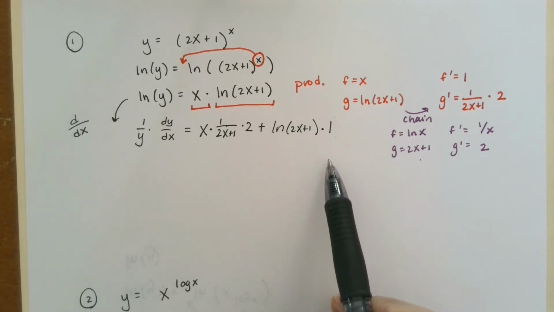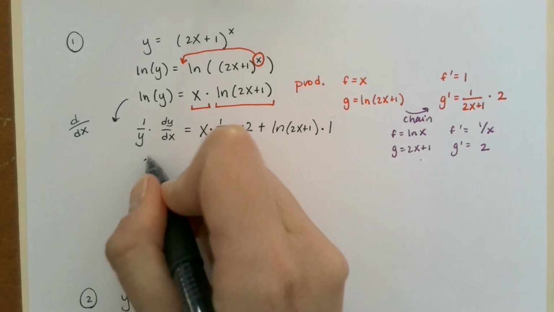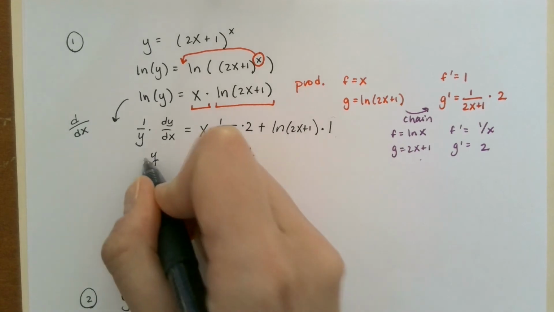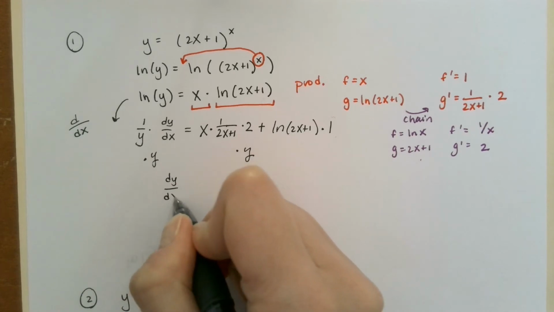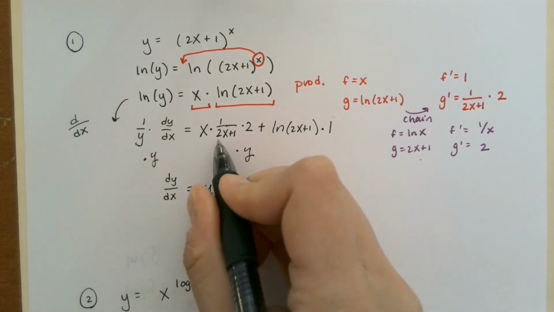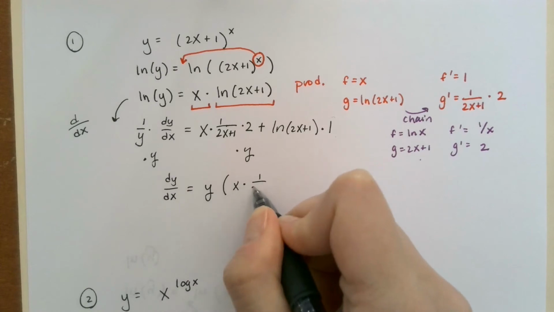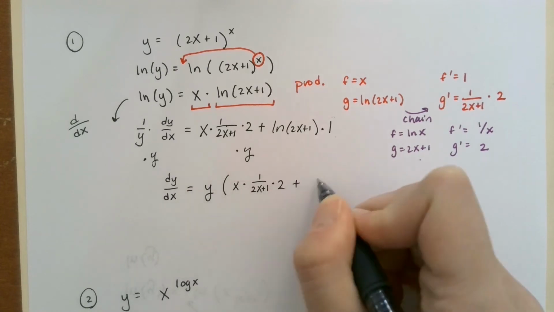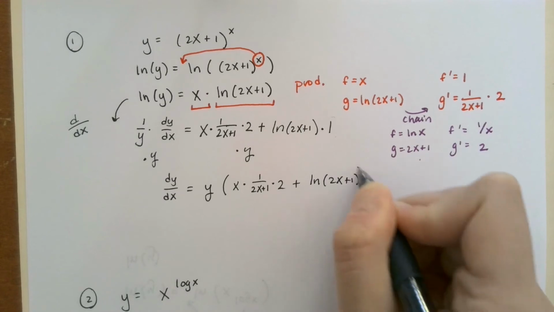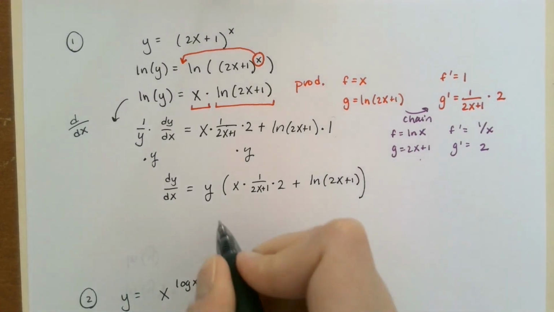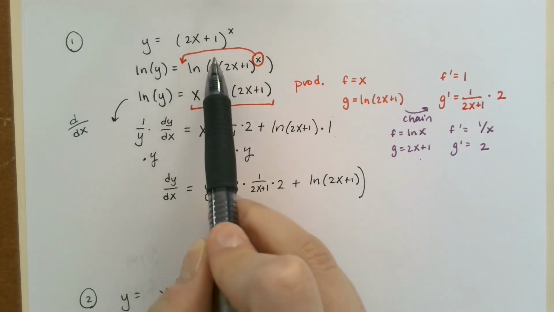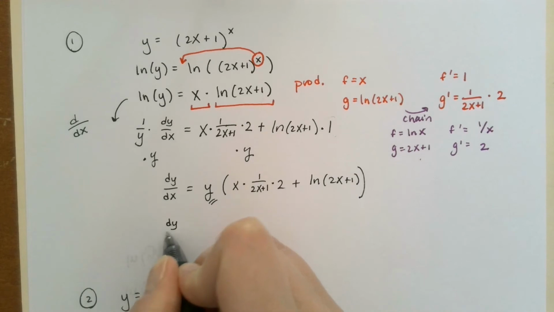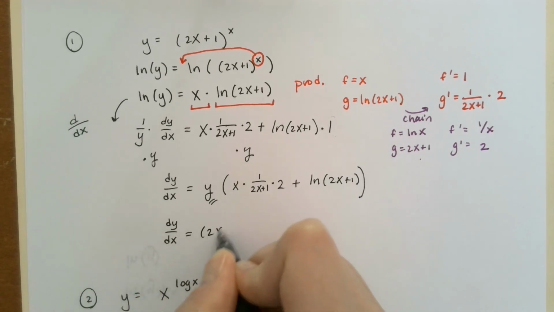All right, so we want to solve for dy dx, and it'll be that same single step from the x to the x example. Just multiply both sides times y, and that gets rid of the 1 over y here. So dy dx equals y times all that stuff. And I'll skip the times 1. So now the very, very last step is replace that y with the original expression of y here, so that you have dy dx as a function of just x.